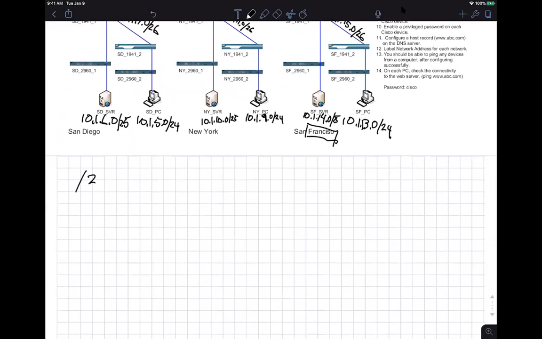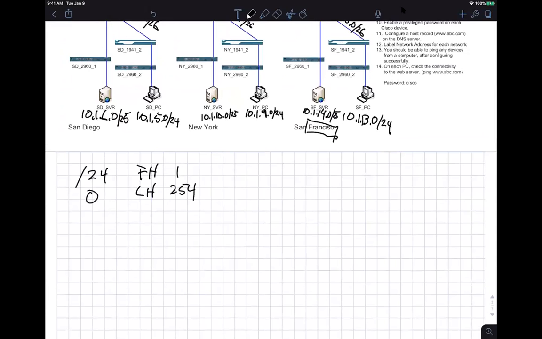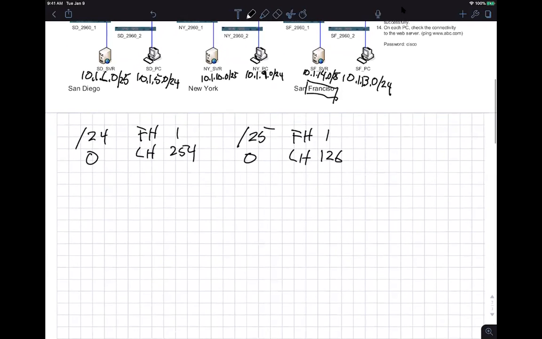Okay, for a /24, first host is 1, last host is 254, right? And this is on block 0. /25, first host is 1, last host 126, and we know why, right? Let me know if you want to see it in binary or if we're good.